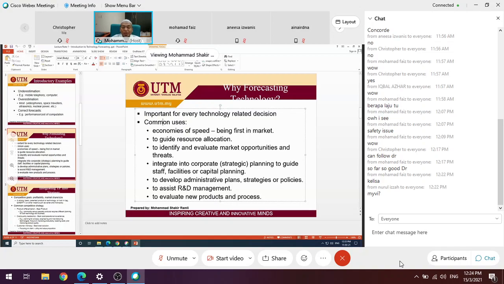You place your product in the market when others are not yet ready to market. This is economies of speed, meaning that benefits accrue from being speedy. There are so many benefits accruing from being speedy, especially in market introduction, in innovation, and even in delivery.